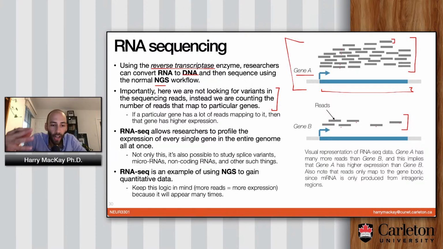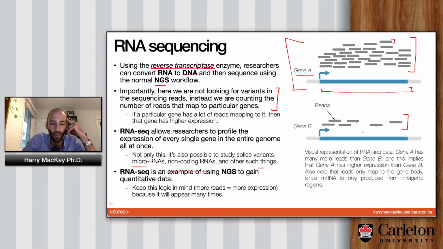And by using this logic of converting sequencing depth into a quantitative measure of how much of that transcript, or how much of that RNA, was in your sample to begin with, you're actually able to profile gene expression for every single gene in the genome all at once. So you can look at all 20,000 genes at the same time. And that also includes all the different microRNAs and non-coding RNAs that are in the mix as well.